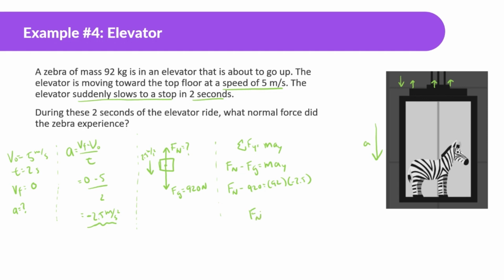Okay, let's do some math. 92 times negative 2.5. And then I'm going to add the 920 to the other side. Plus 920. And we get 690 newtons. Okay, hope that makes sense.